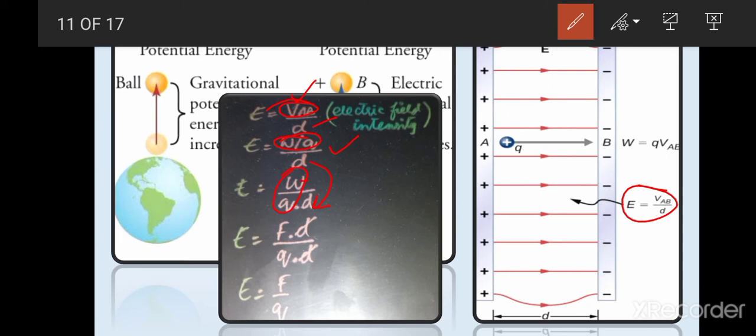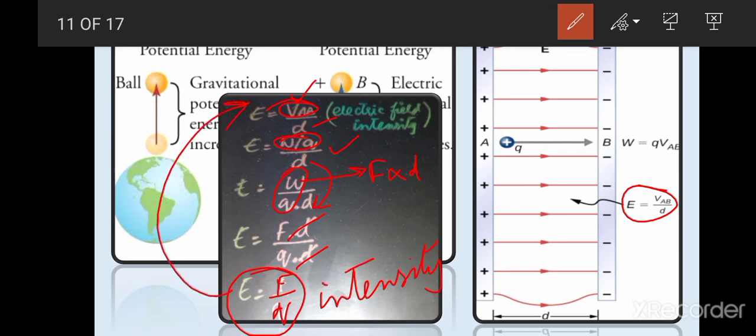Now W, as W is the work done, is actually the product of force and distance. So F multiplied by D is here, Q multiplied by D, Q is cancelled, so it is left with F over Q. And we know that this is the formula for electric field intensity, we have discussed in the last lecture. So it is also the formula for electric field intensity here.